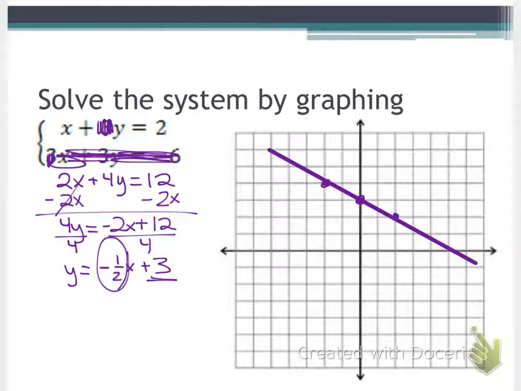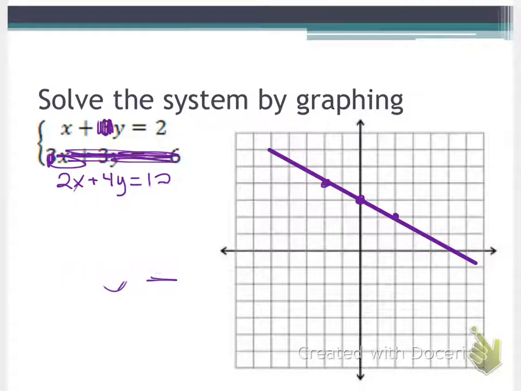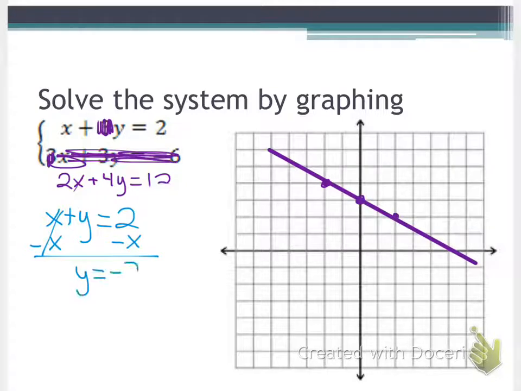My next equation that I'm going to use is the one at the top, and it is x plus y equals 2. Again, I want to solve for y because I know how to graph that very, very easily. So I'm going to subtract x from both sides, and I get that y equals negative x plus 2. Then I know, again, my y-intercept is 2. I'm going to go up to 2 and draw a dot.